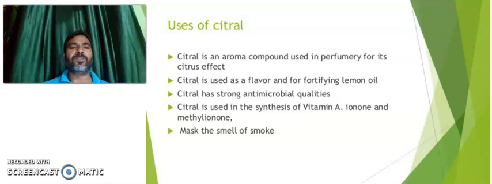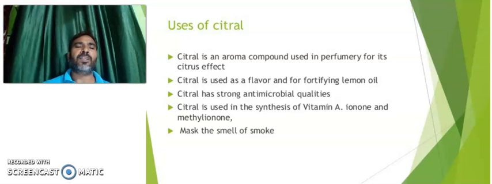So, uses of Citral. Citral is an aroma compound used in perfumery for its citrus effect. Citral is used as a flavor and for fortifying lemon oil. Citral has strong antimicrobial qualities. Citral is used in the synthesis of vitamin A, ionone and methyl ionone, and to mask the smell of smoke.